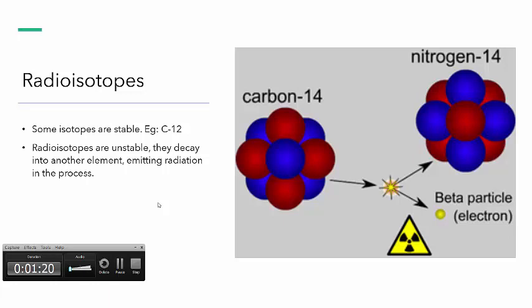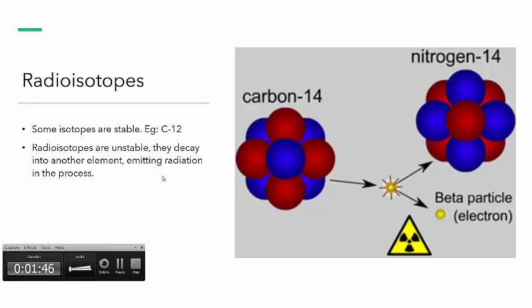But there are also many isotopes that are unstable. The isotopes that are unstable are called radioisotopes. And what happens with those is that they don't stay as the elements that they start out as. They actually gradually decay into another element. So in the case of carbon-14, over time it is going to decay into nitrogen-14. As it decays into nitrogen-14, it also emits beta radiation.